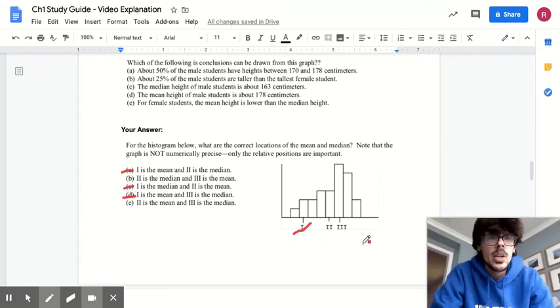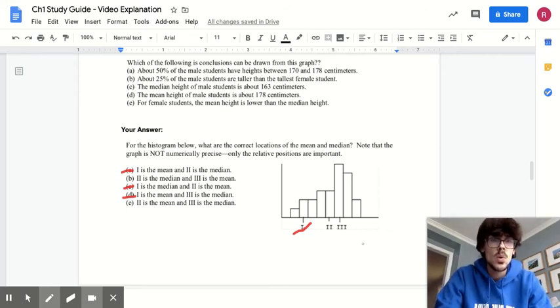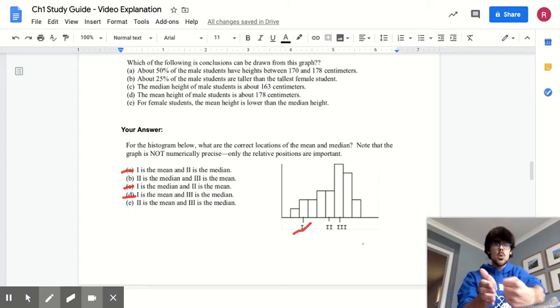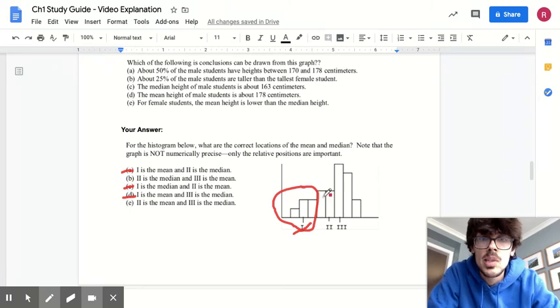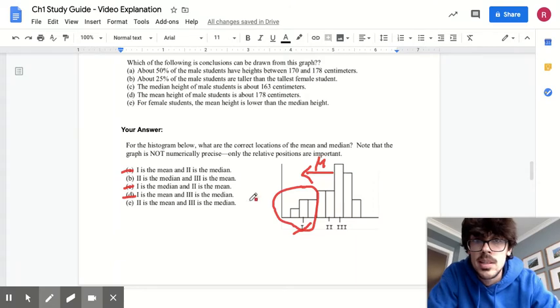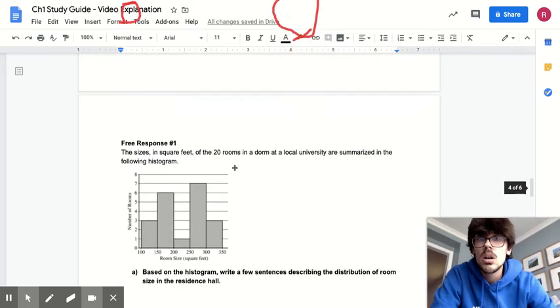So 2 and 3 are my options, and the mean is not resistant to outliers. So the mean gets pulled towards the outliers or the tail of the graph. The median is going to be on the other side of that. My outliers, not really outliers, but my more extreme values are here on the low side. The mean is going to get pulled that way. So the mean goes towards the tail. The median would be to the right. So 2 must be the mean, and 3 is the median. That is choice E.